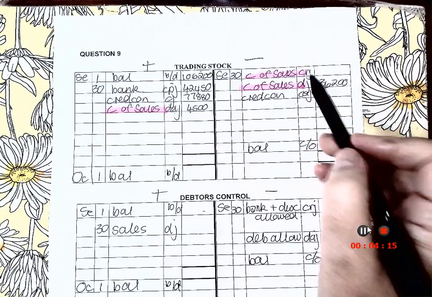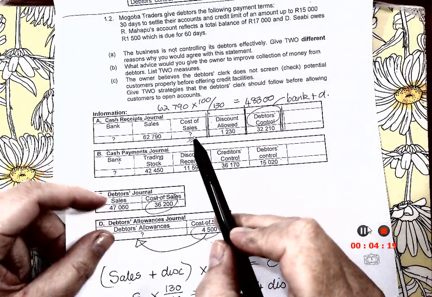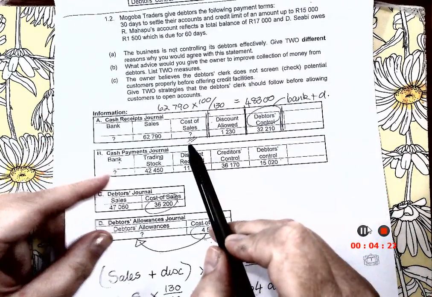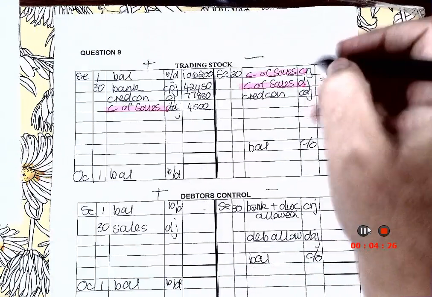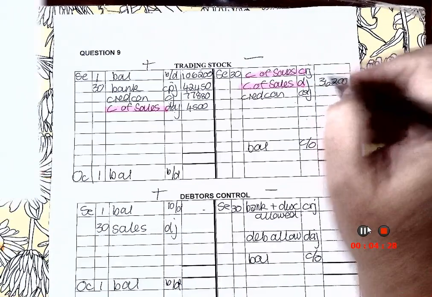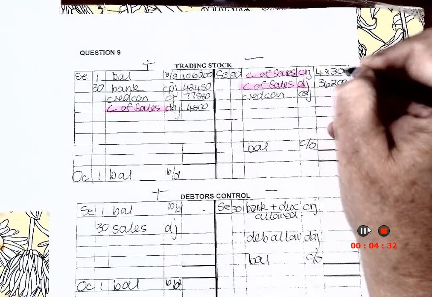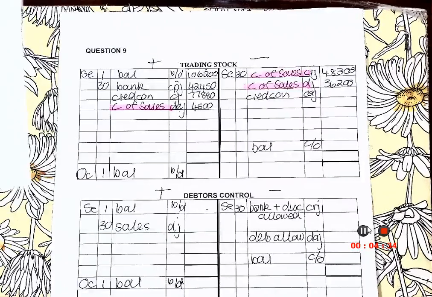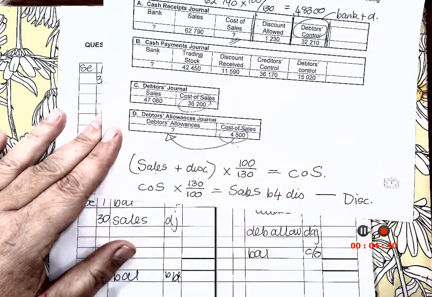The next is the CRJ. CRJ, cost of sales, is a question mark. And we calculated it to be 48,300. Is that right? And yesterday, remember, I did all that things of what if there were a discount. So please go make sure you understand this.